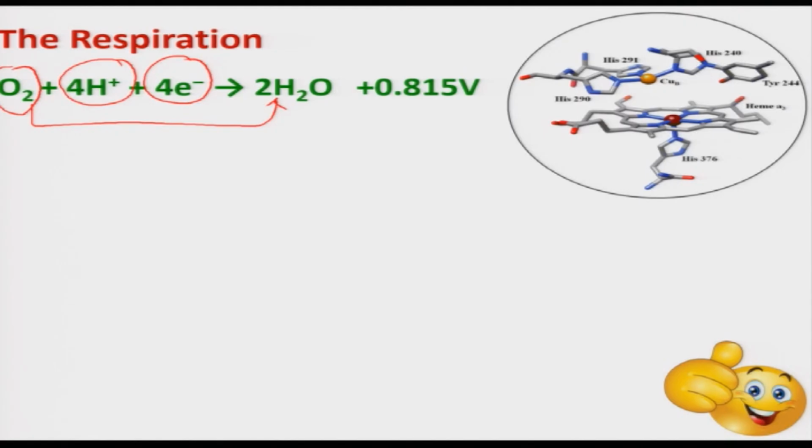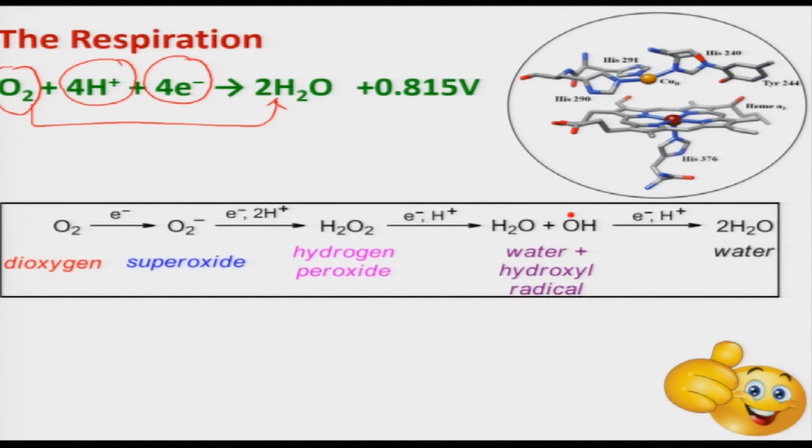Now, if there is an incomplete reduction, indeed that also happens, nature also makes mistakes. In incomplete reduction, dioxygen after 1 electron reduction forms superoxide, O2 minus, and superoxide after 1 electron reduction forms O2 2 minus, peroxide, and peroxide after 1 electron reduction gives rise to water and hydroxyl radical, and eventually another reduction converts it to 2 molecules of water.